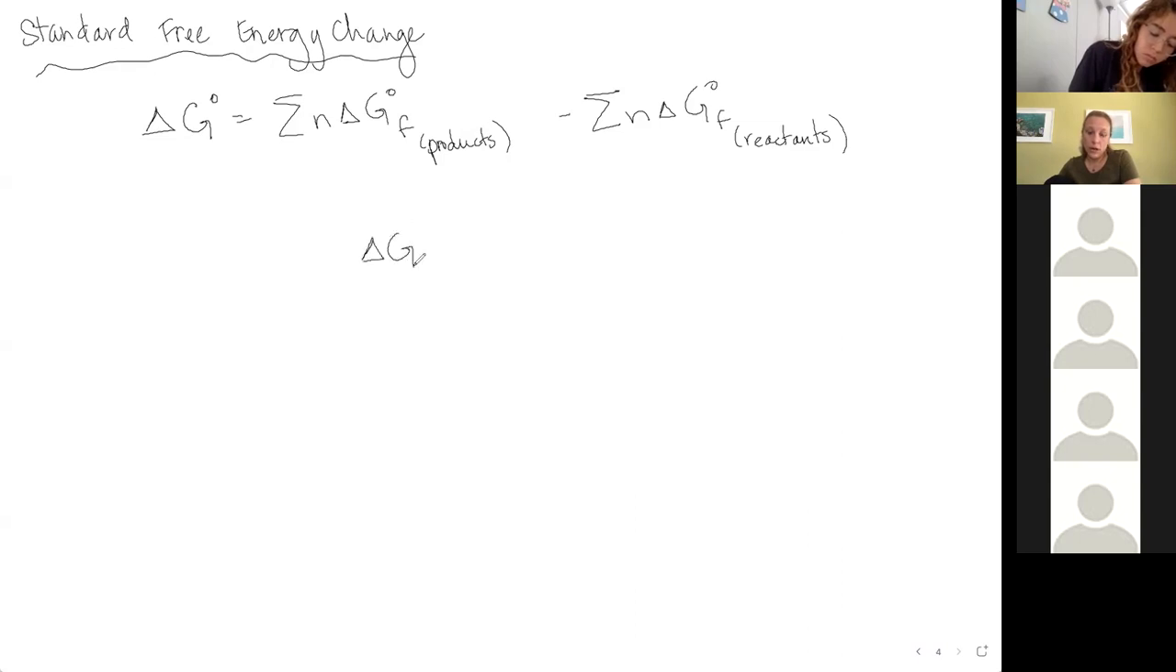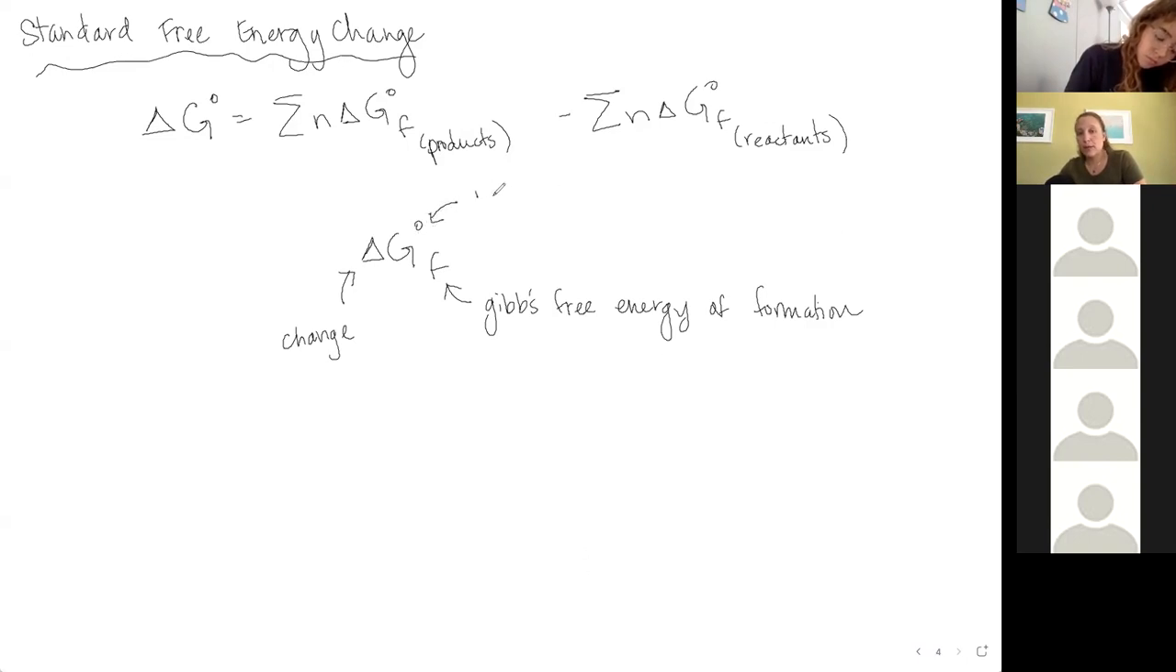So delta G subscript F superscript naught. The delta representing change in Gibbs free energy. F representing Gibbs standard free energy of formation. And this superscript representing standard, or at STP, standard temperature and pressure.